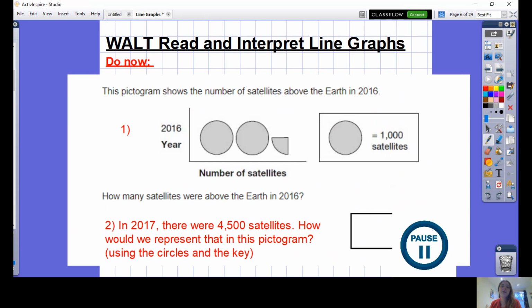Okay, moving on to today's learning then. You're going to write the date and the WALT. The date today is the 21st, for those of you who aren't sure. The WALT is we are learning to read and interpret line graphs. Your do now question is 2 questions about pictograms.